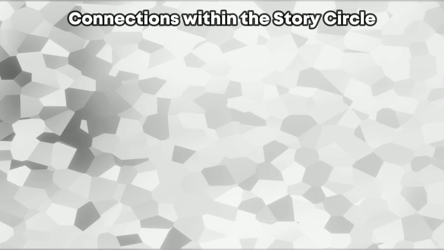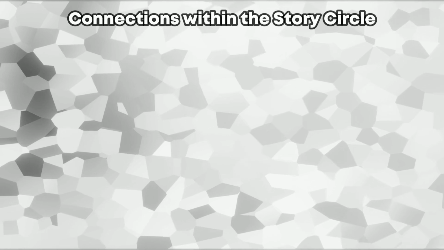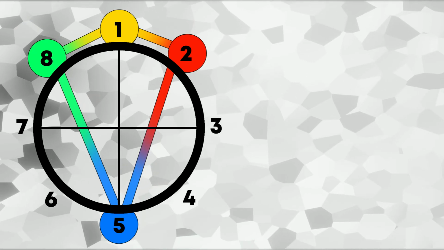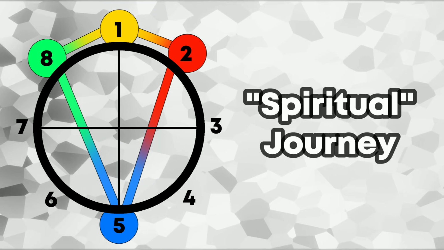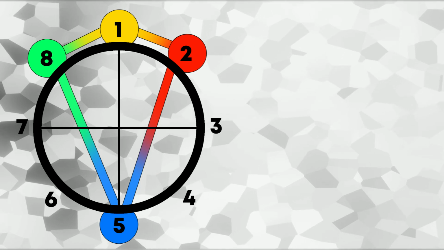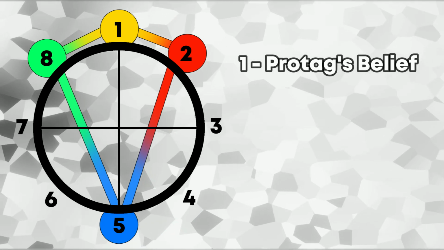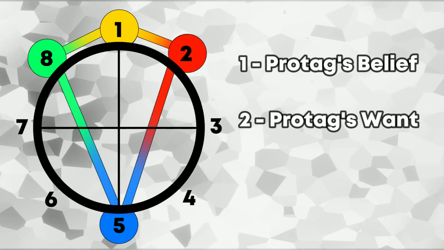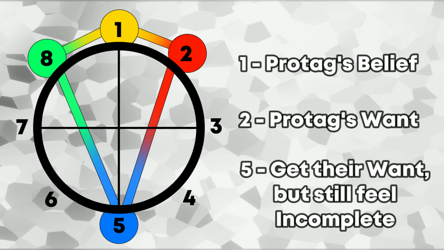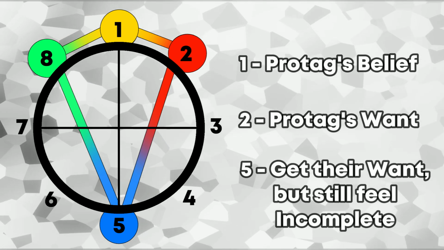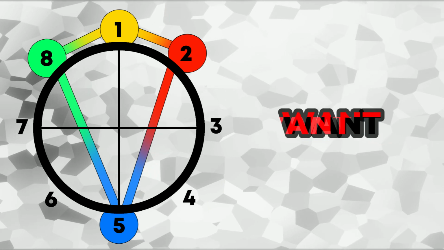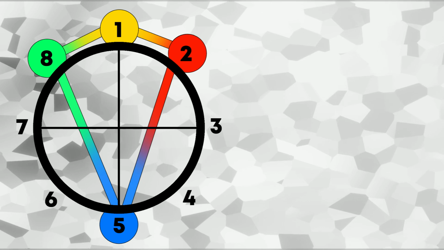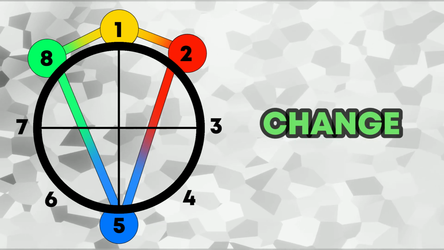Lastly, I want to touch on the connections and mirrorings in the story circle. 1, 2, 5, and 8 are all interconnected. This is your protagonist's internal journey throughout the story. In 1, they have a belief that is fueling their want in 2, but when they get their want in 5, they'll still feel incomplete. Remember, your character's want is superficial. It is something they want because of their belief, but what they need is to change.